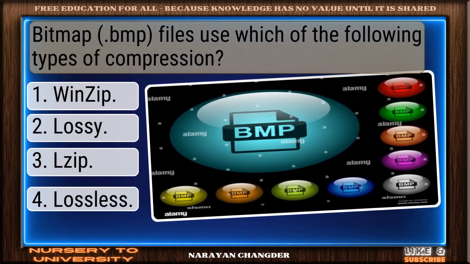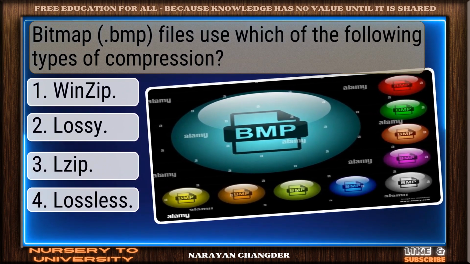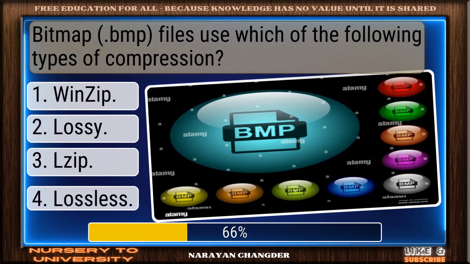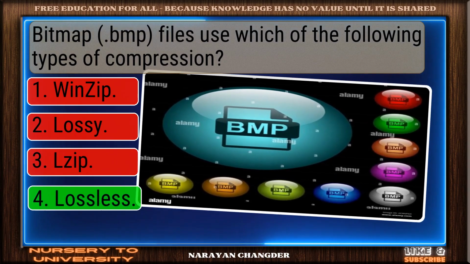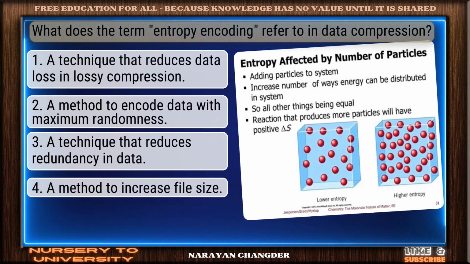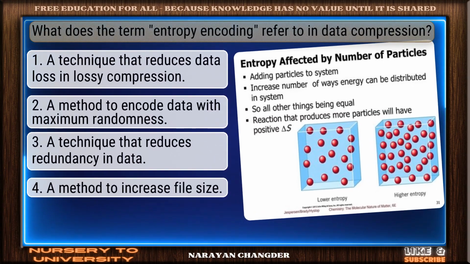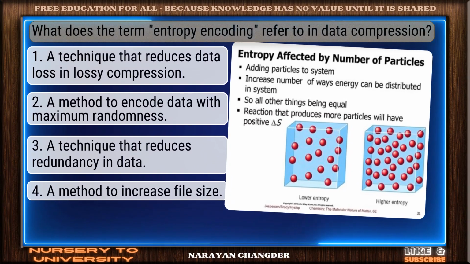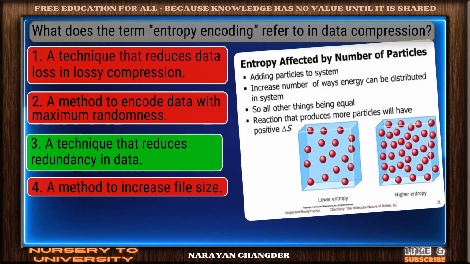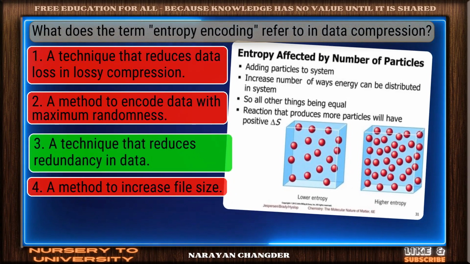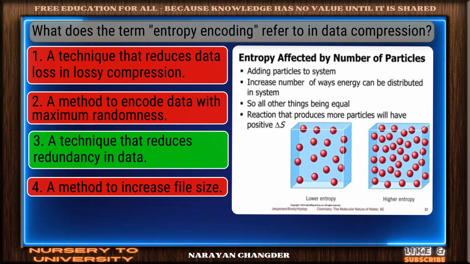Question number 43. Bitmap files use which of the following types of compression? Well picked. Lossless is the correct answer. Question number 44. What does the term entropy encoding refer to in data compression? Good job. Your answer, a technique that reduces redundancy in data, works well here.